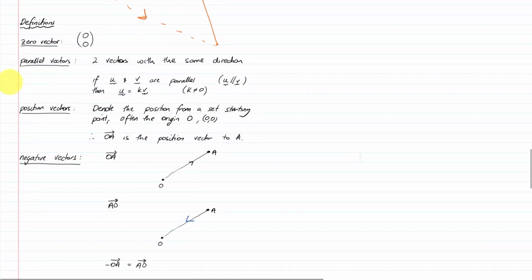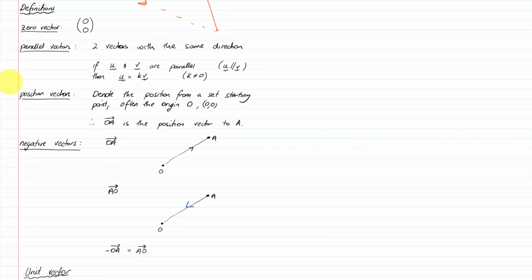Let's look at some basic definitions. The first one is the zero vector, 0, 0. It doesn't do a lot for us, and it's represented as nothing or a dot on a page. But it's still important because it forms some of our arithmetic and also proof work.